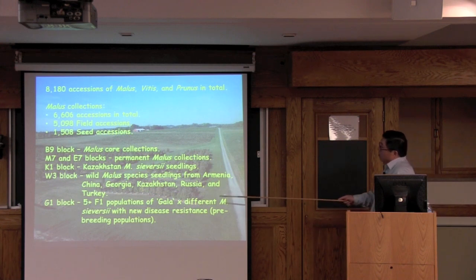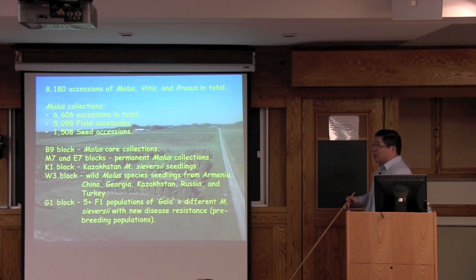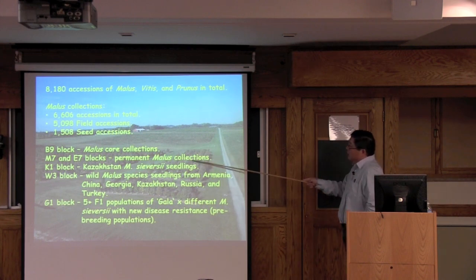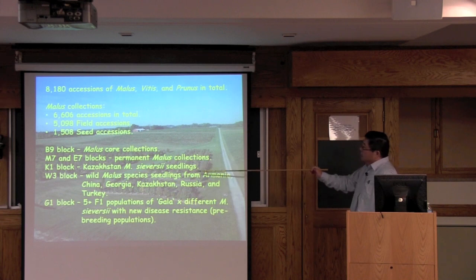We also have a K1 block. That's the Kazakhstan Malus sieversii seedling block. They are on their own roots. It's different from the material in the 3 other blocks, which are actually on dwarfing rootstock. But all the wild material is actually on its own root system.